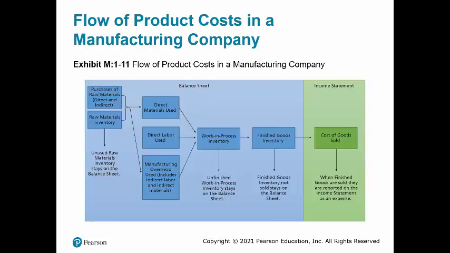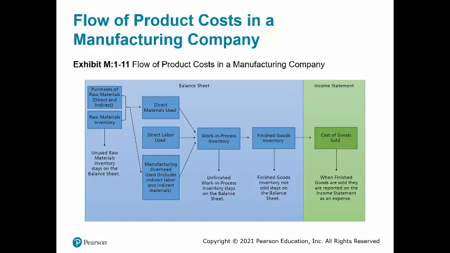Now we're going to talk about the overall flow of product cost in the manufacturing company. The manufacturing company is going to make purchases of raw materials, and those will be entered into raw materials inventory. Any that are not used at the end of the accounting period will be shown on the balance sheet as raw materials inventory. However, the raw materials that are used will be entered into the manufacturing process by placing those in work in process inventory.